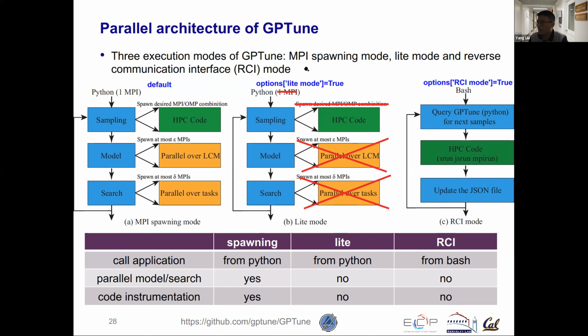And then there's a lightweight version of GPTune, which removes most of the MPI dependencies. That means we don't support any parallel execution of the modeling and the search phases, and we don't support MPI spawning. So many times you have to call the HPC code through Python by, say, calling a bash script, which will do an MPI run of the application. We found that this kind of approach typically has very large overhead on many DOE machines. So we wouldn't suggest using this one for real applications or real MPI-based applications.